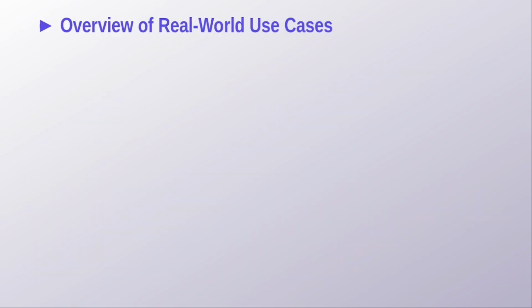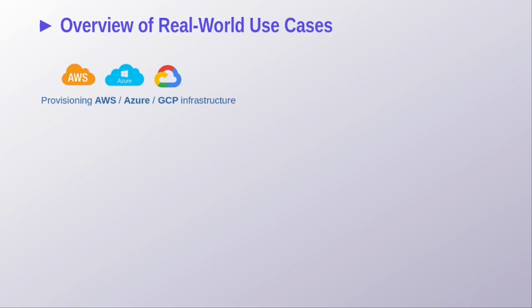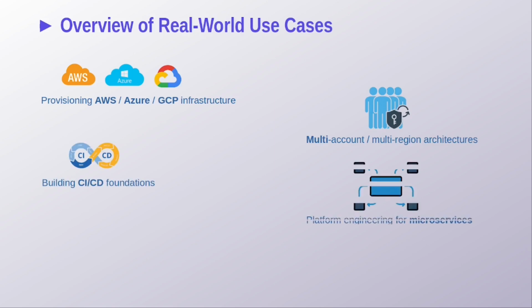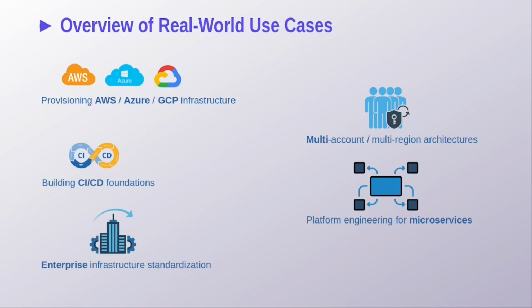Real-world use cases. Terraform is used everywhere today. Terraform is used for AWS, Azure, Google Cloud Platform infrastructure, multi-account and multi-region systems, CI/CD foundation, microservice platforms. Real-world examples: startups use Terraform for the whole cloud. Enterprises use Terraform for governance. DevOps teams use Terraform for self-service infrastructure. Terraform helps teams move faster, make fewer mistakes, and work together better.